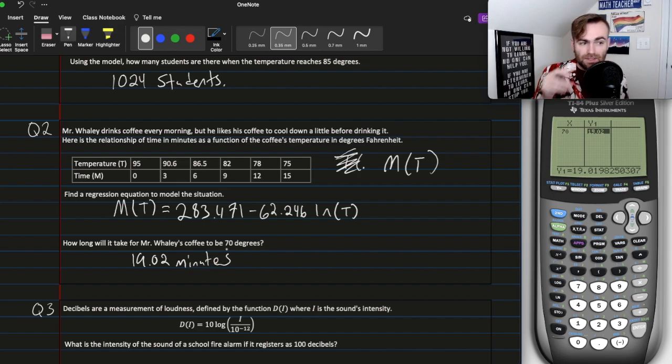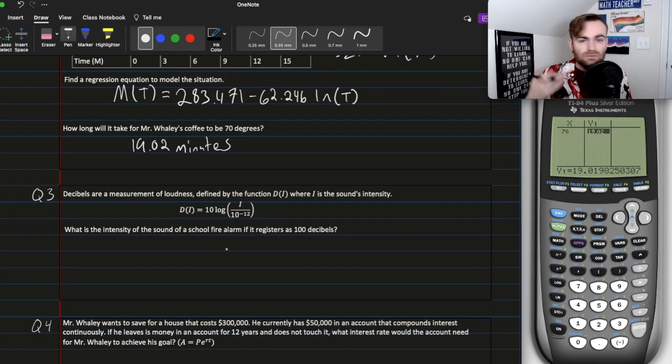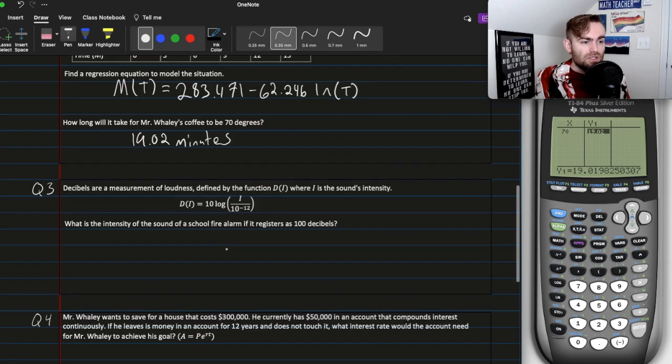It looks ugly, but it works. There we go. That's not that bad. So, again, regression works the same. Not much of a difference there. What about just a regular run-of-the-mill application question?